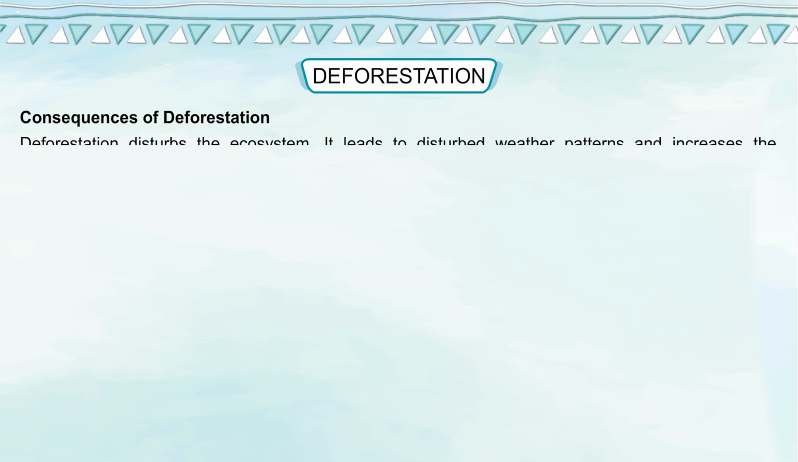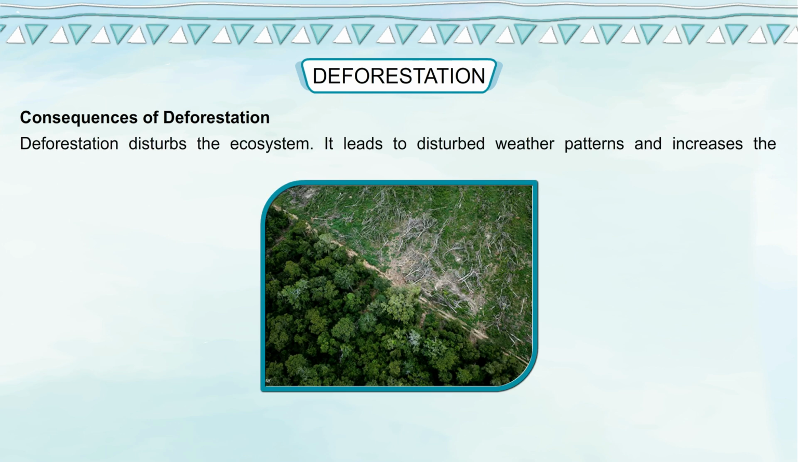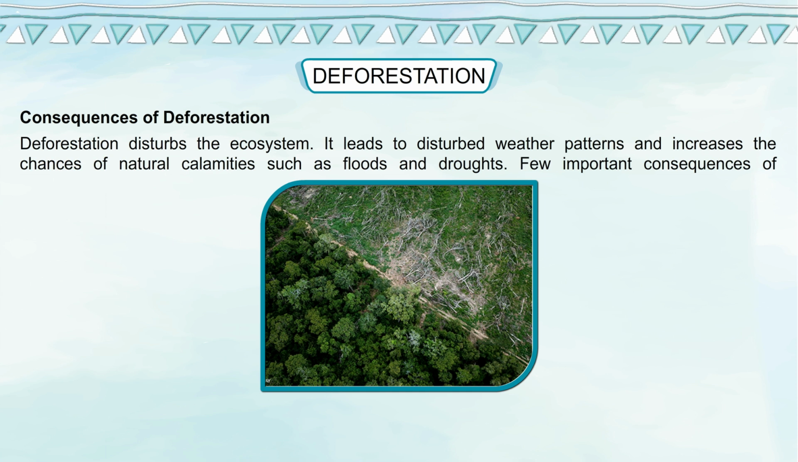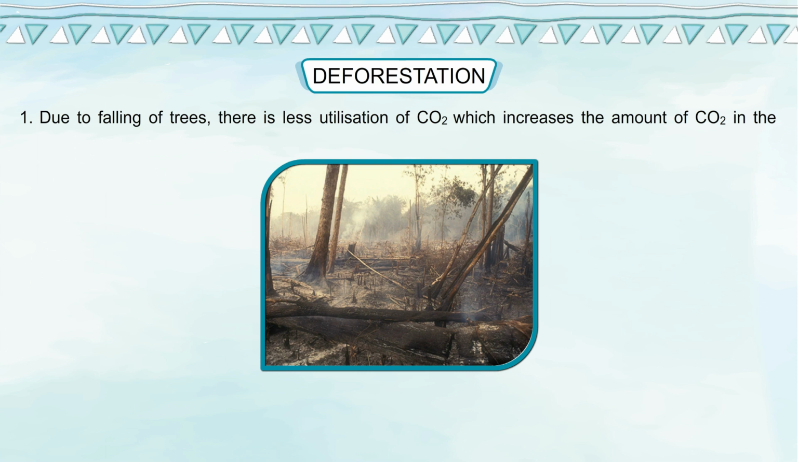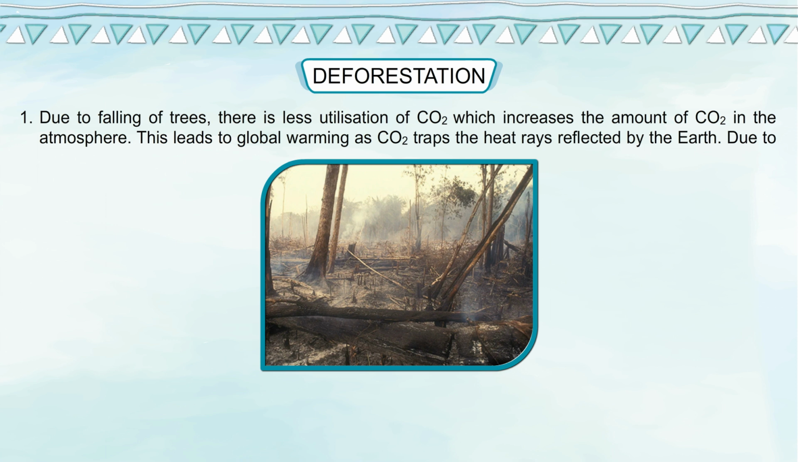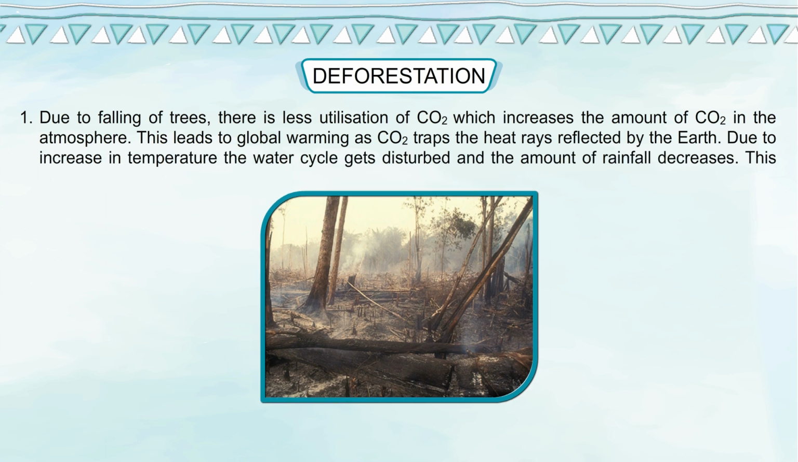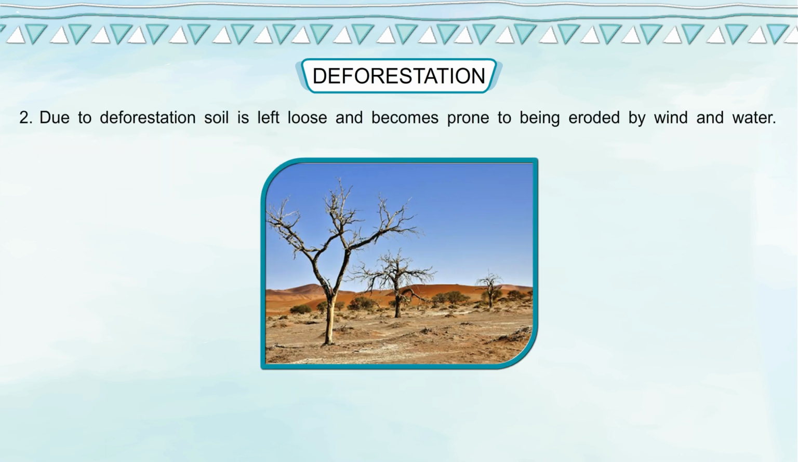Consequences of deforestation. Deforestation disturbs the ecosystem. It leads to disturbed weather patterns and increases the chances of natural calamities such as floods and droughts. A few important consequences of deforestation are as follows. Due to falling of trees, there is less utilization of CO2, which increases the amount of CO2 in the atmosphere. This leads to global warming as CO2 traps the heat rays reflected by the Earth. Due to increase in temperature, the water cycle gets disturbed and the amount of rainfall decreases. This results in drought. Due to deforestation, soil is left loose and becomes prone to being eroded by wind and water.